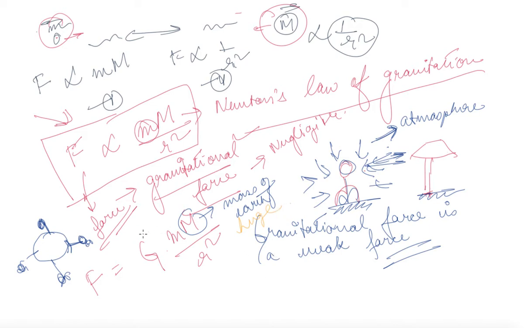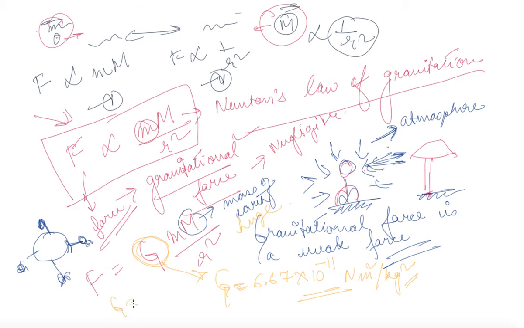So the value of G, by mathematical calculation, scientists have arrived at the present value of G to be 6.67 into 10 to the power minus 11. Now please notice that is in the order of 10 to the power minus 11. So you can imagine how small this can be. The unit is Newton meter square per kilogram square.